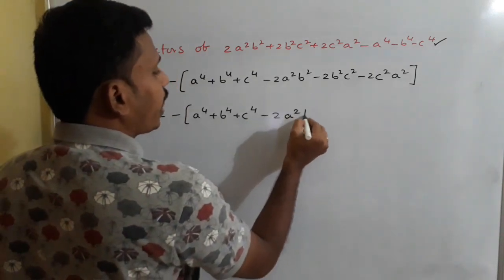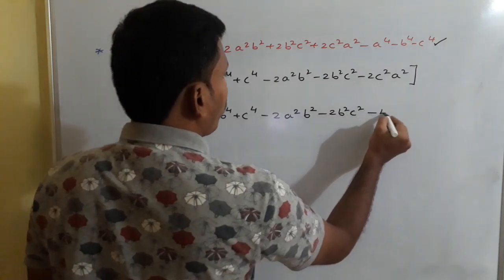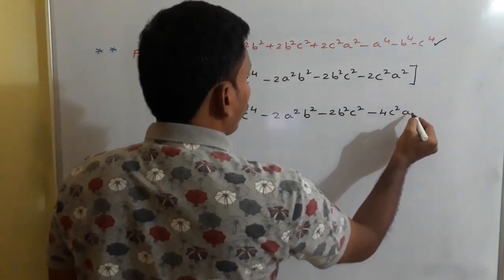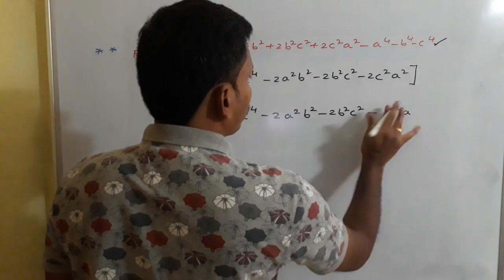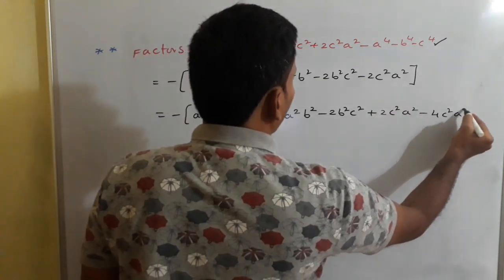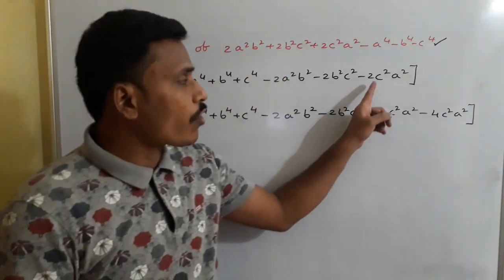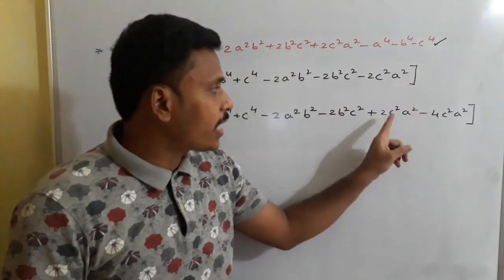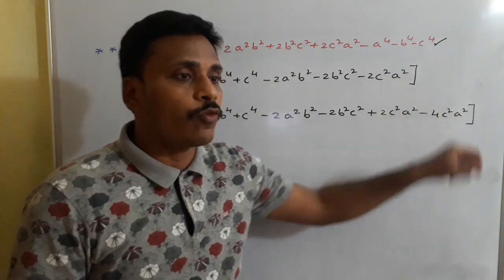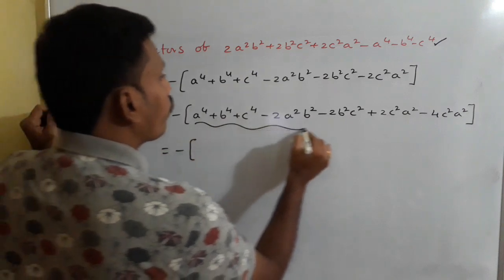So I am rewriting it like this: minus 2a square b square minus 2b square c square minus 4c square. No. Okay, I will write it like this: plus 2c square a square minus 4c square a square. Just have a look. In the bracket, you just write minus 2c square a square as plus 2c square a square minus 4c square a square, and that is equal to minus of these first 6 terms.